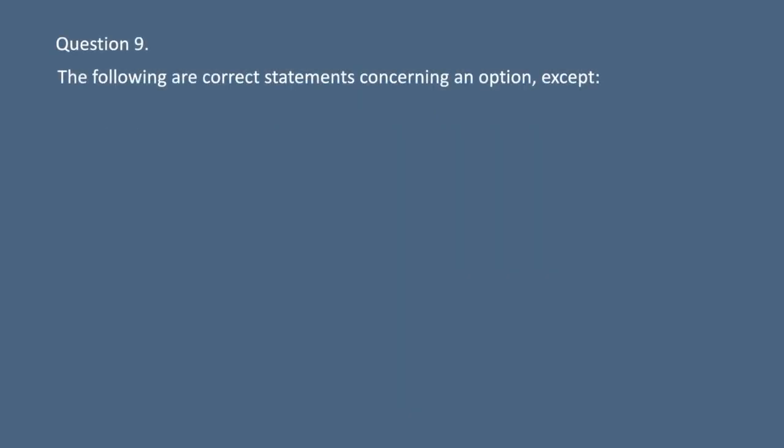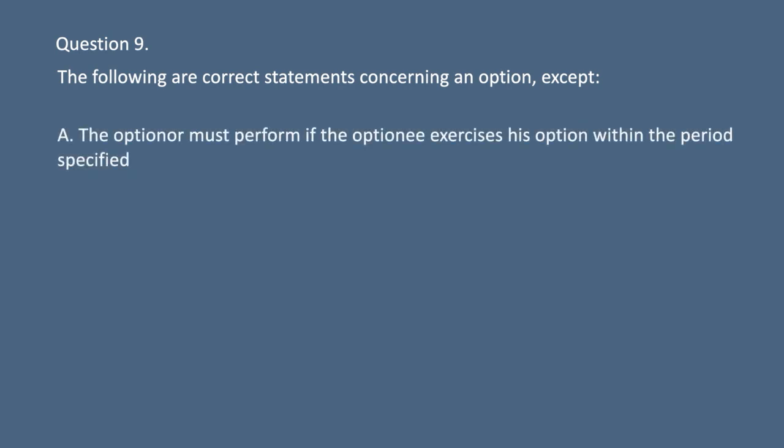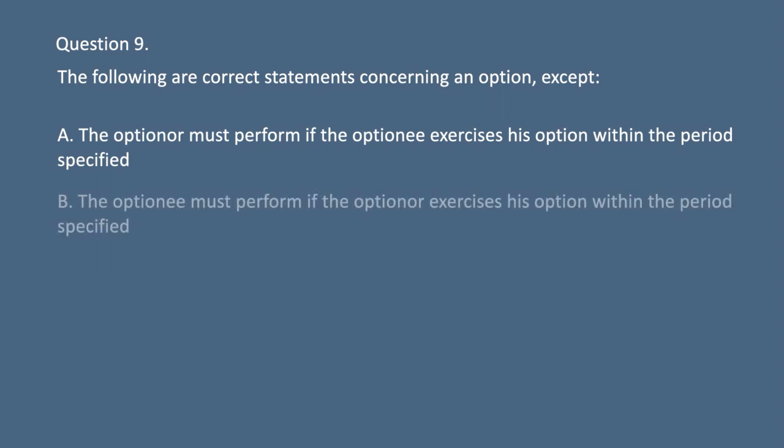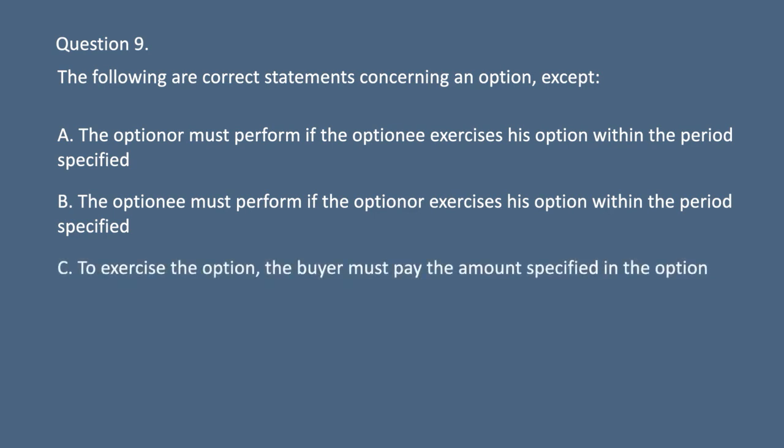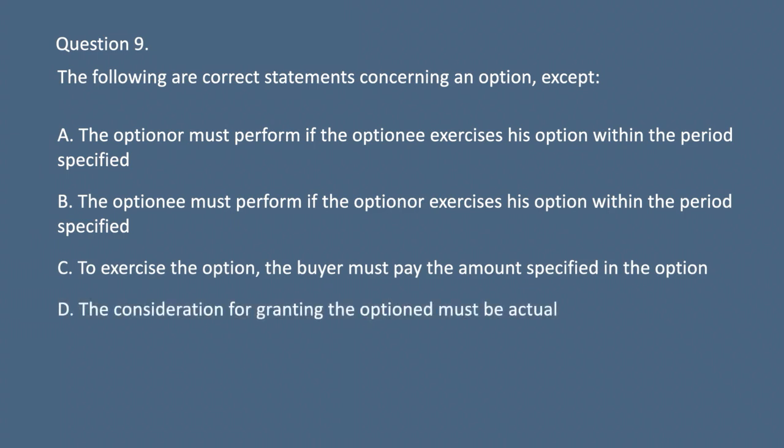Question 9. The following are correct statements concerning an option, except A. The optioner must perform if the optionee exercises his option within the period specified. B. The optionee must perform if the optioner exercises his option within the period specified. C. To exercise the option, the buyer must pay the amount specified in the option. D. The consideration for granting the option must be actual.